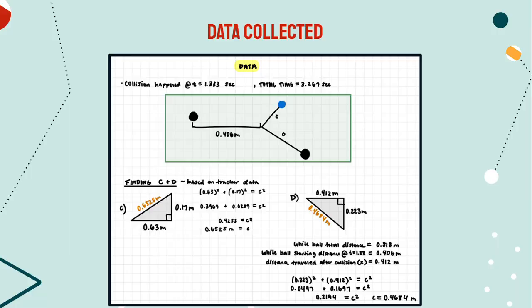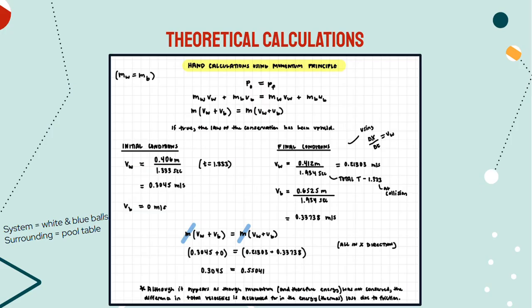Theoretically calculating the energy and momentum here, due to the conservation of momentum principle, the mass is negligible, meaning when we factor it out, we can cancel it out. And here the initial conditions are that the velocity of the white ball is 0.3045 meters per second, the velocity of the blue ball is 0, and both have final velocities.